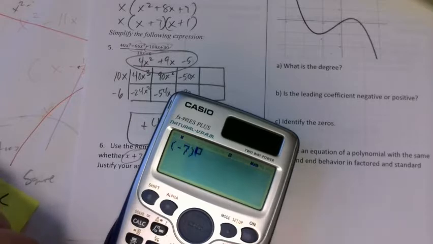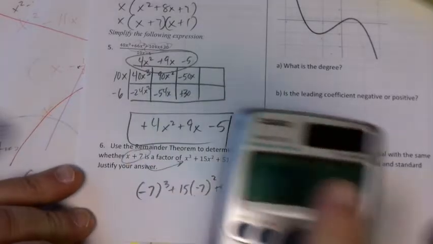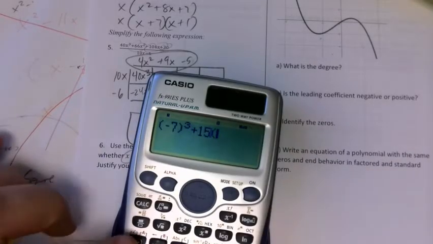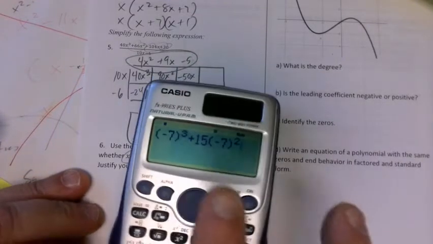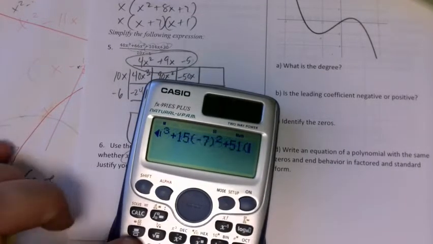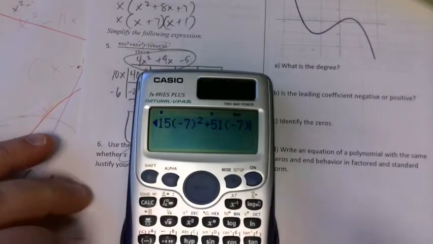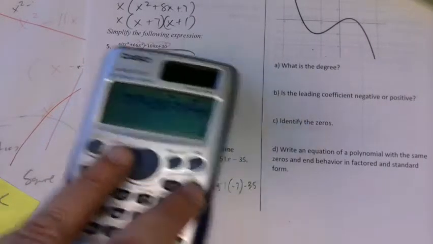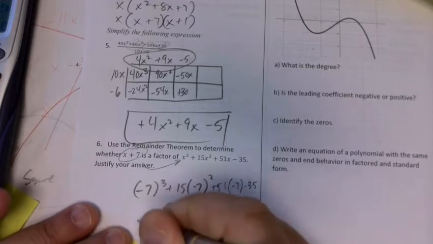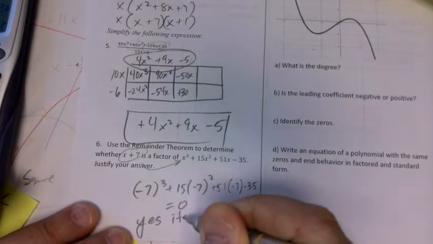Negative 7 cubed plus 15 times negative 7 squared. I guess I could have put 49, but I just didn't think about that for a second. Plus 51 times a negative 7 minus 35. And I get 0. So this equals 0. So the answer is yes, it's a factor.